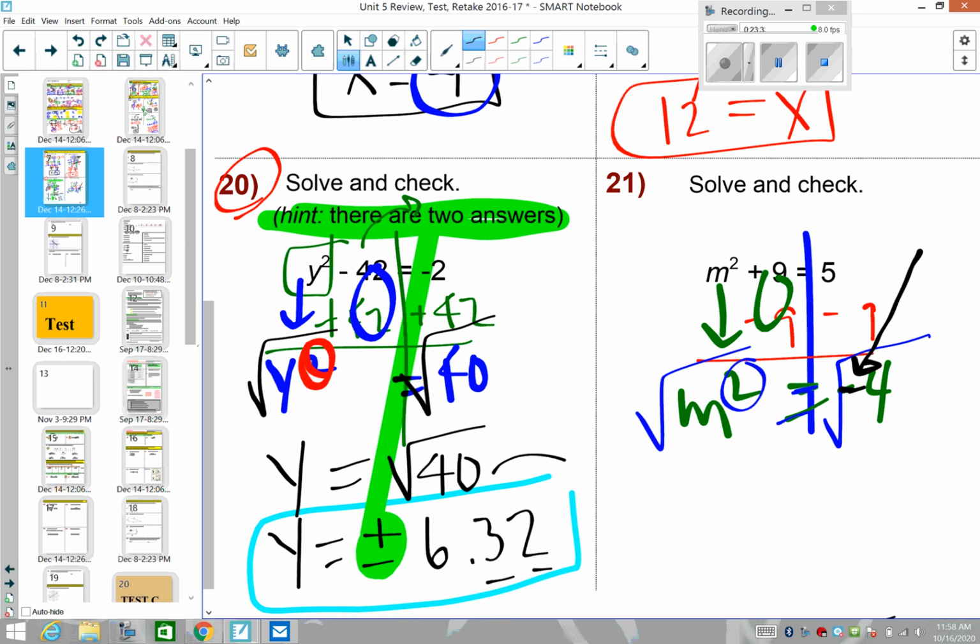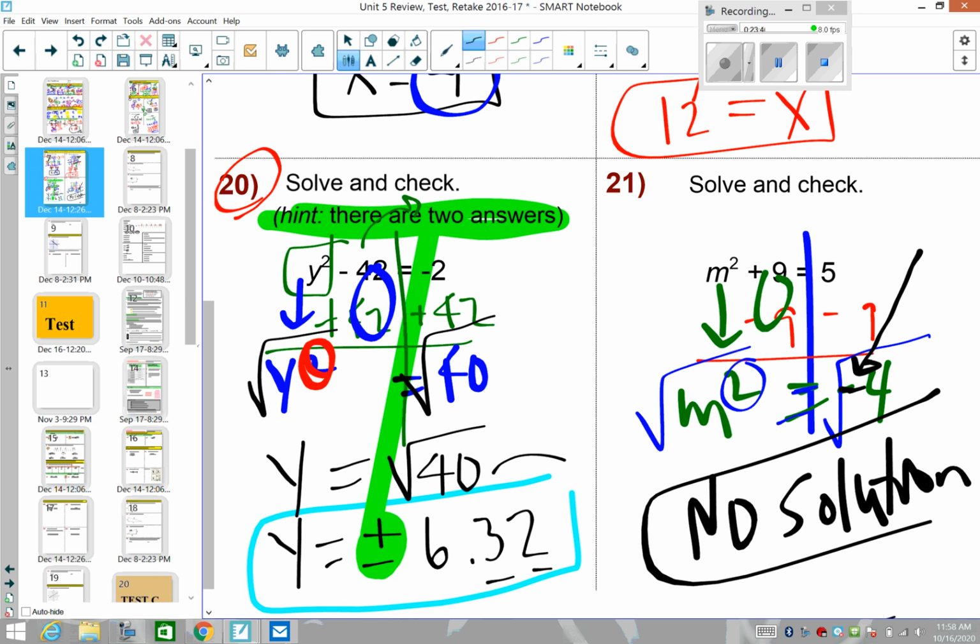When we talk about imaginary number systems, then there's ways to break that down. But right now, because there's a negative on the inside, you have to say that there is no solution to this equation. And you really do need to type no solution into the box or something very equivalent or close to that.